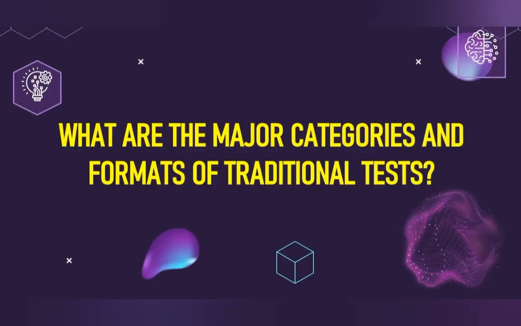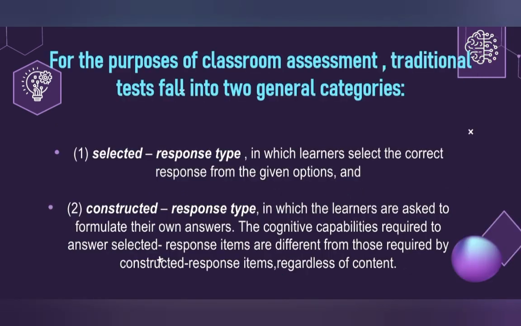What are the major categories and formats of traditional tests? The purposes of classroom assessment, traditional tests, fall into two general categories. So these are the two general categories. The first one, selected response type.